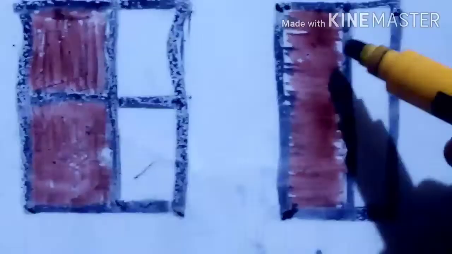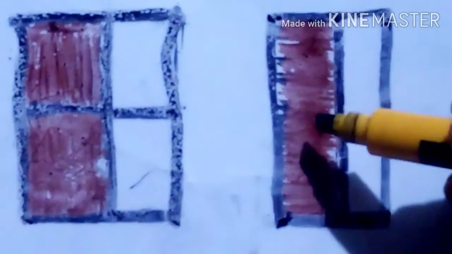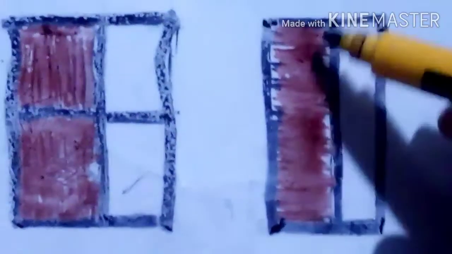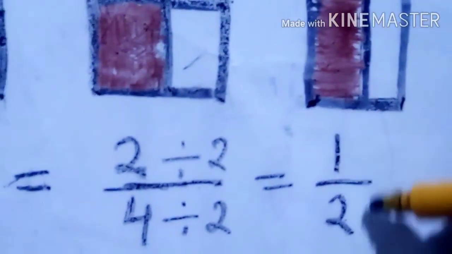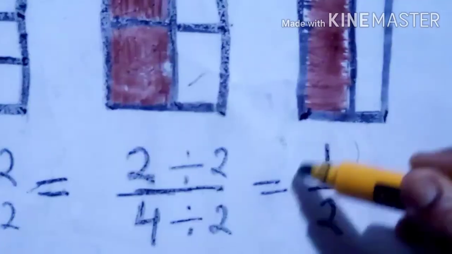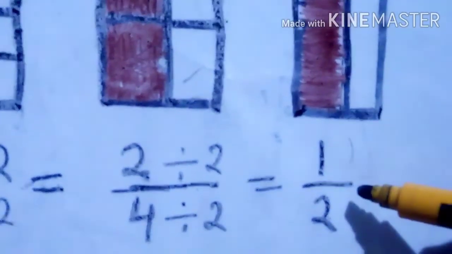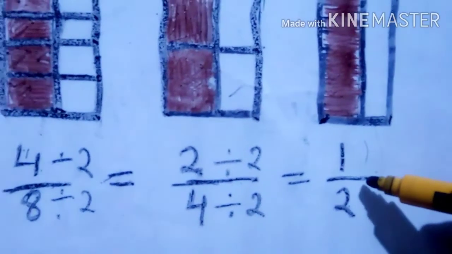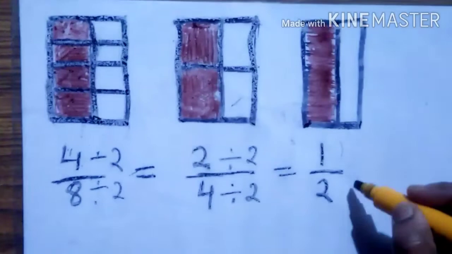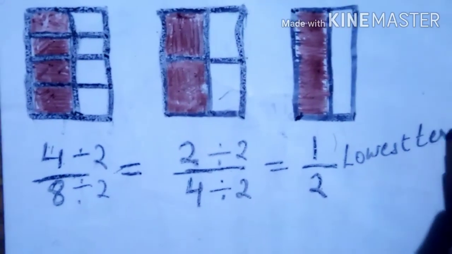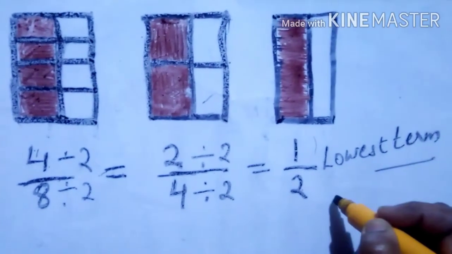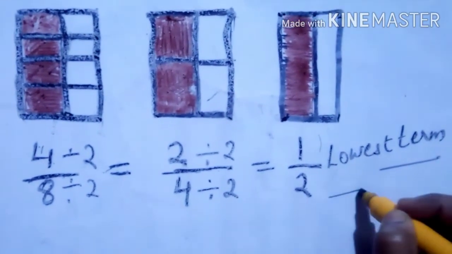See this box. It is divided into 2 equal parts, and 1 is shaded. So out of 2, 1 is shaded. And this 1 and 2, the numerator and denominator, do not have any common factor except 1. So this is the lowest term. This way you have to bring all fractions into their lowest terms. Did you understand?